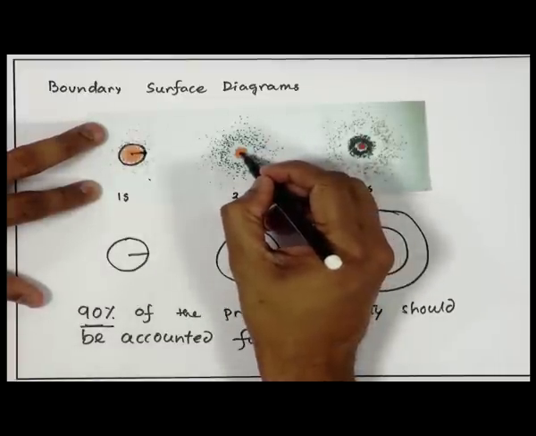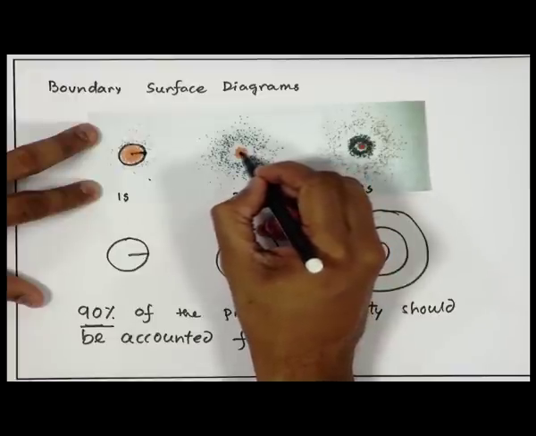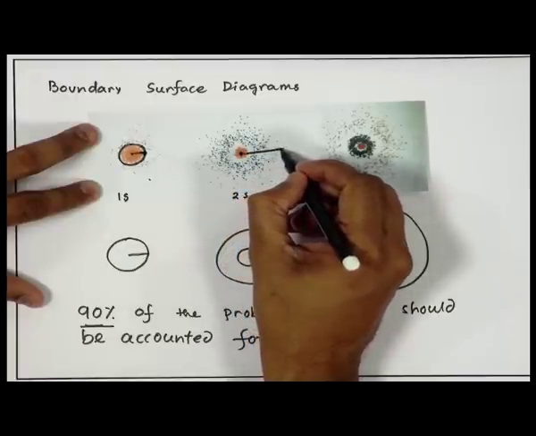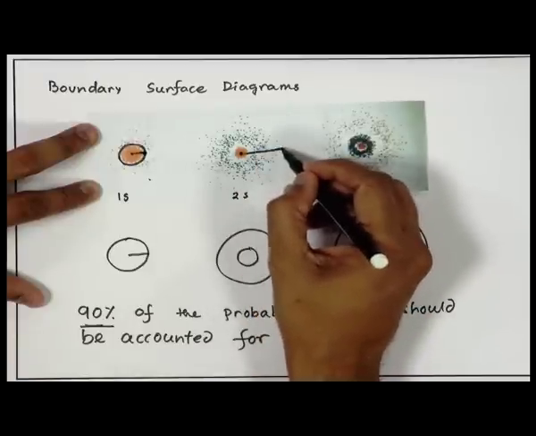Similarly, when I look at the 2s orbital, I start from the nucleus and I go on, and then I see at this point I have accounted for 90% of the electron's location.